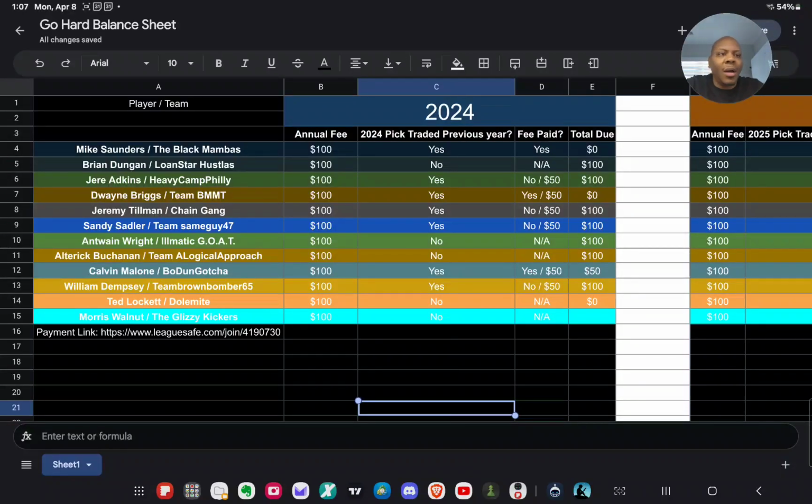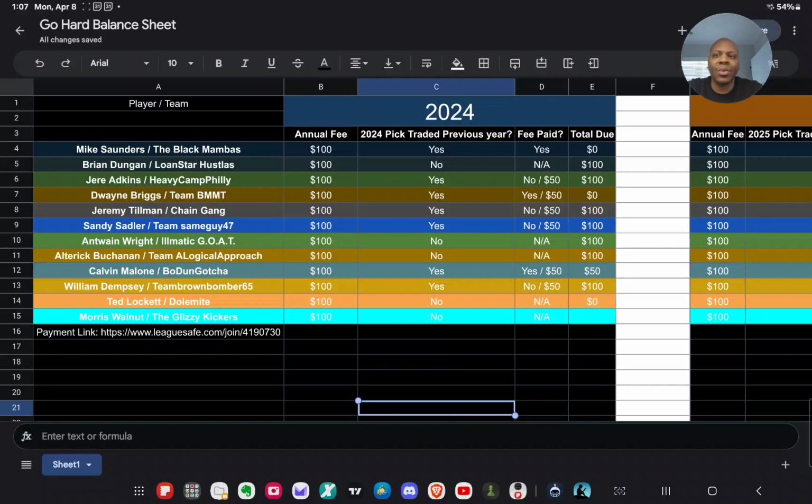Boom. All right. So look, real quick, guys. This is what I'm going to use to track who owes what for the league. Just keep in mind, guys, that if you trade away a future draft pick, no matter which, for every year that you trade away a future draft pick, you have to pay half of that fee for that year.